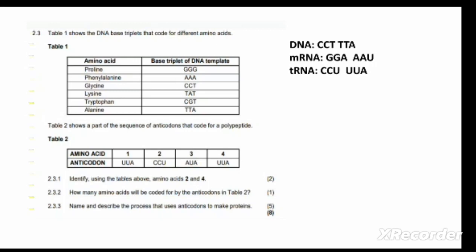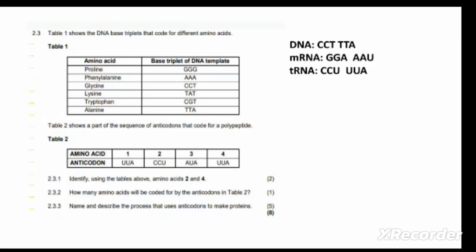So let's look at the next question. They say how many amino acids will be coded for by the anticodons in table 2. Let's count the amino acids there in table 2. We have 1, 2, 3, 4. So your answer is 4 amino acids.